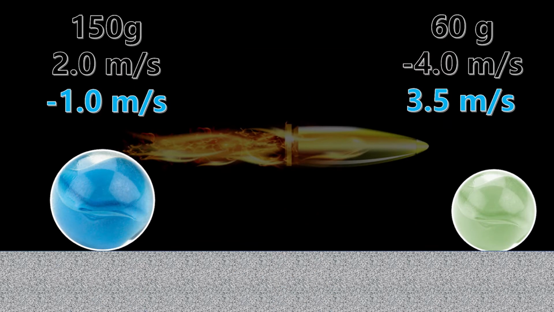I'm going to remove all the momentum stuff. Now I just see that we have a 150 gram mass going at 2 meters per second at the start, -1.0 meters per second at the end, and a 60 gram mass going at -4 at the start and positive 3.5 at the end. Let's look at the energy now. If I calculate half mv squared, like we saw before for kinetic energy, for the initial energy of the blue marble, it would be 0.3 joules. And the starting energy of the green marble would be 0.48 joules.